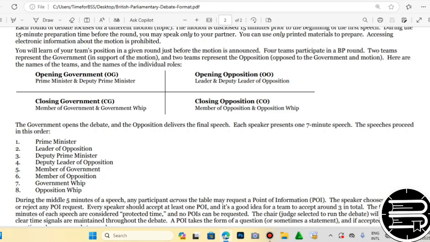and give their speech. We start from the Prime Minister, we go to the leader of opposition, the Deputy Prime Minister, the Deputy Leader of Opposition, then the member of government, then the member of opposition, then the government whip, and the last speaker is the opposition whip. So now let's dive into what the Prime Minister is expected to say when he comes to the podium. Let me move to that page.